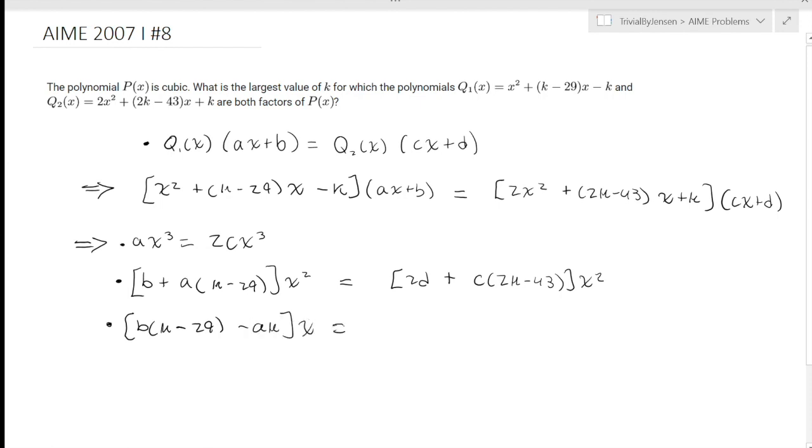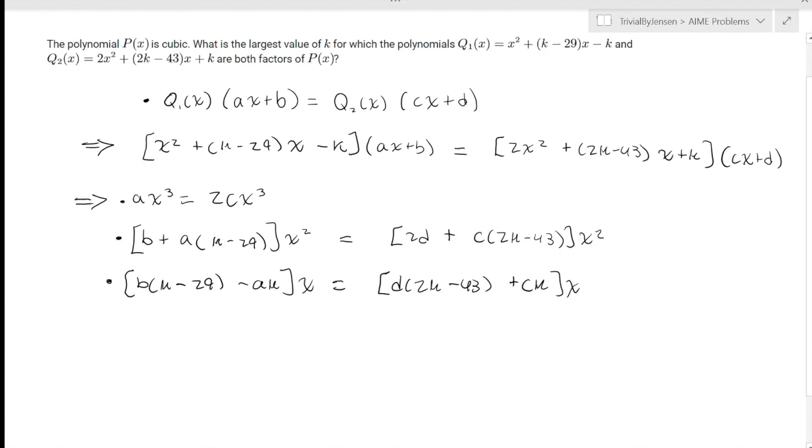x is equal to, on the other side, we have d times 2k minus 43, and then we also have plus ck x. Okay, so those are the kind of the messier equations, and I'll also label them after when we get rid of the terms. And then we just have negative bk is equal to dk.